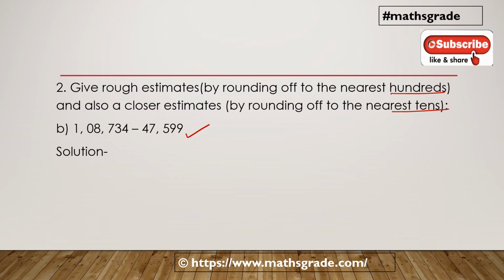Now we estimate this difference, that is 1,08,734, rounding to the nearest 100. We got 1,08,700 minus 47,599 rounded off to the nearest 100. We got 47,600.